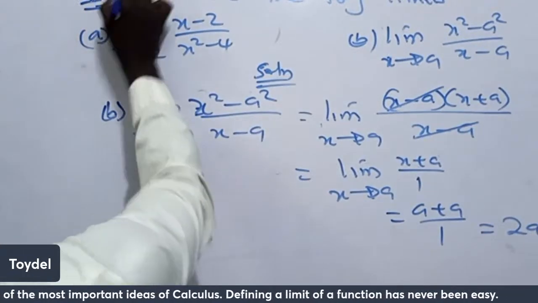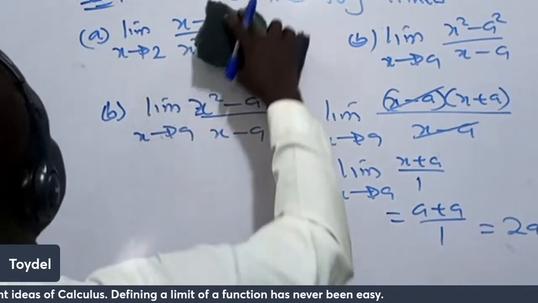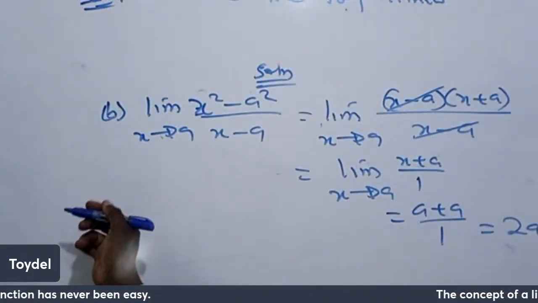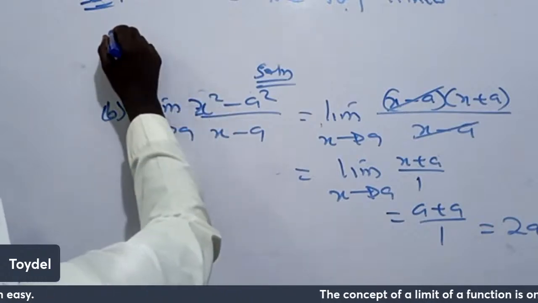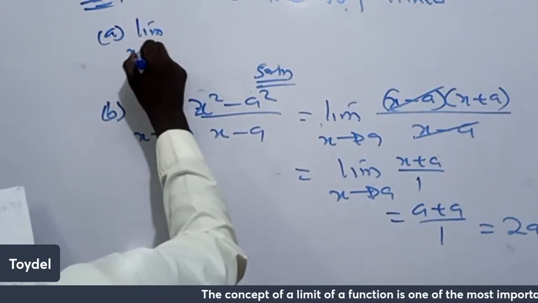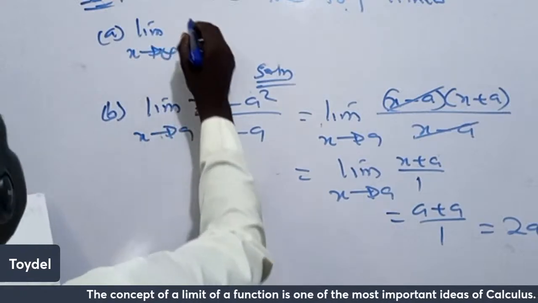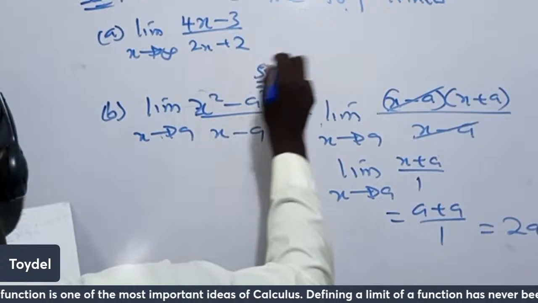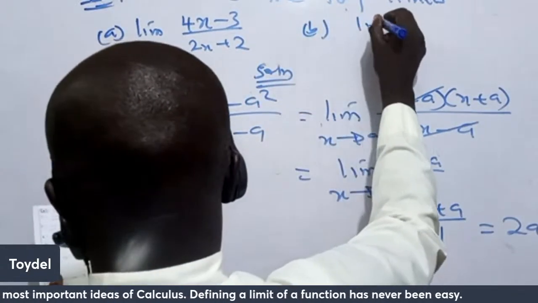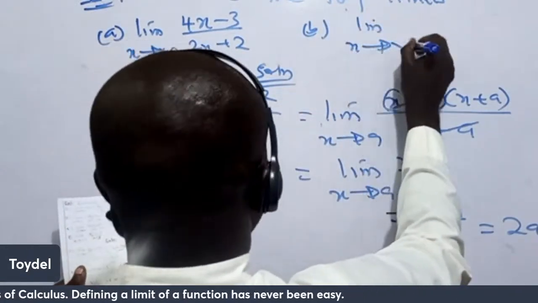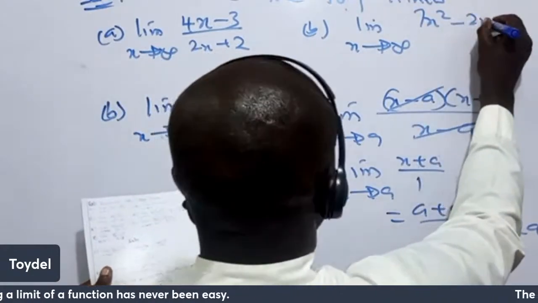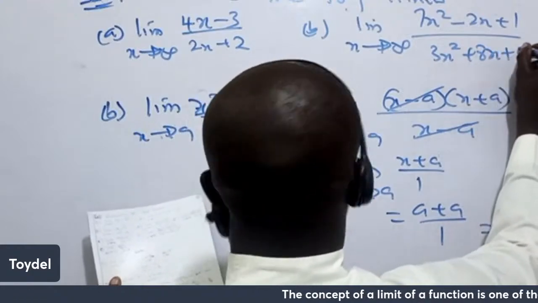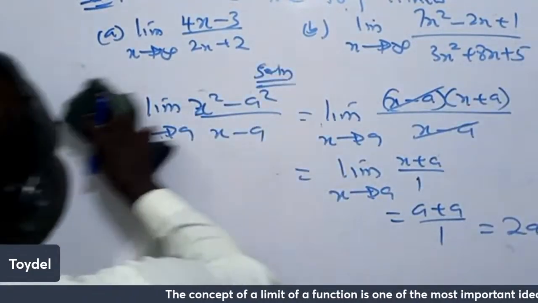So we take example 3. In this example 3 now, we have another form. Example 3, we have limit as x tends to infinity of 4x minus 3 all over 2x plus 2. Then let's take another one. We have limit as x tends to infinity of 7x squared minus 2x plus 1 all over 3x squared plus 8x plus 5. So what do we do here?